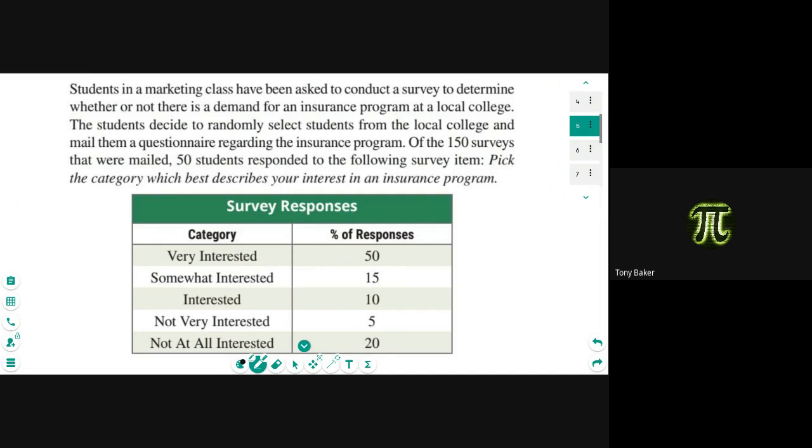Where is my book? There's the book. All right. So what do you think we could have done? What strategies do you think they could have used to get a less biased response?